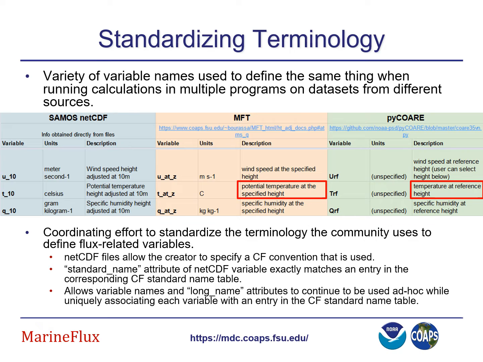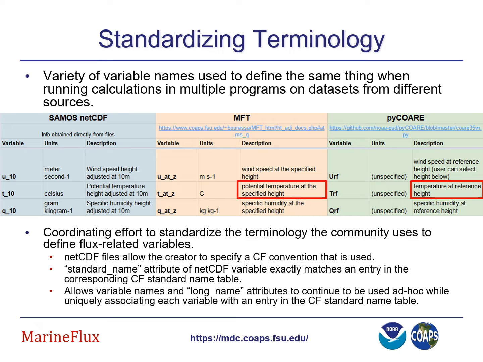For example, for the wind speed, temperature, and specific humidity at the reference height of 10 meters, the 2 algorithm programs use a different definition of temperature. The MFT outputs potential temperature at 10 meters, while the CORE algorithm outputs temperature at 10 meters, which can be easily missed when just looking at the variable names, which just use the letter T to denote temperature.